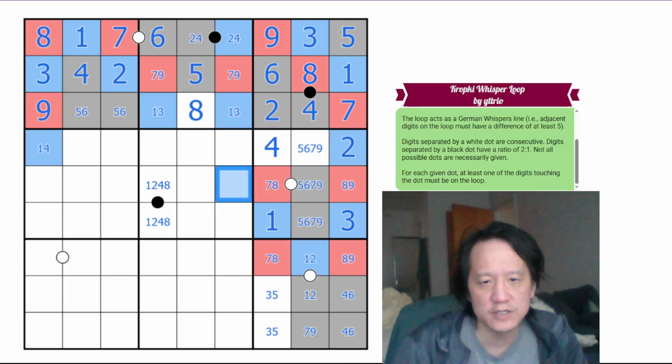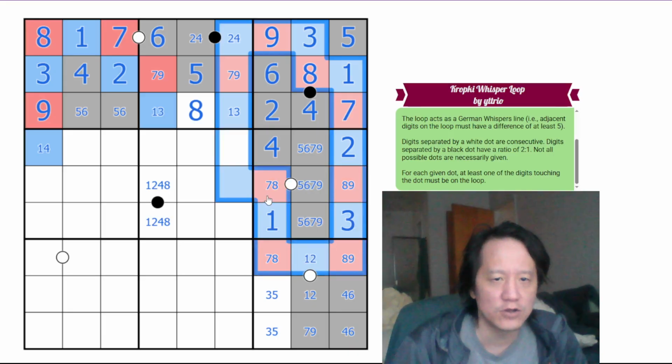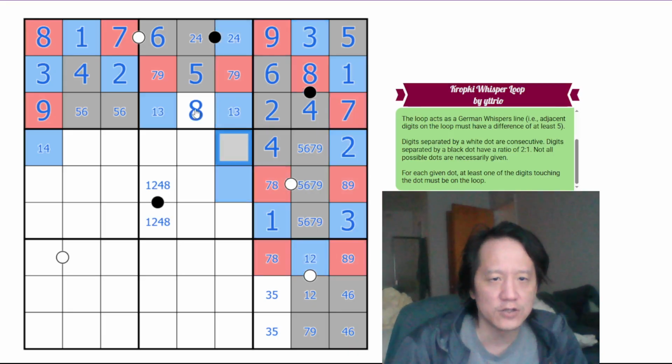So this must exit out this way. Since it goes out this way, these are no longer possible to be on the loop. This cannot be, because then it would form a loop by itself, which it's not one large loop. So this is not on the loop, which means this must go that way. So that's done. These cannot be on the loop.